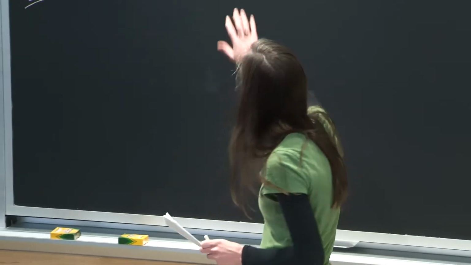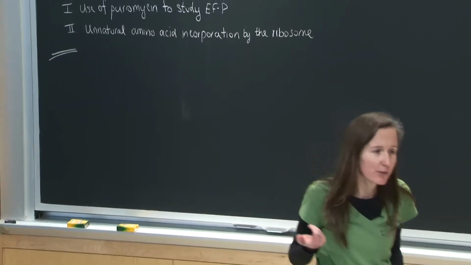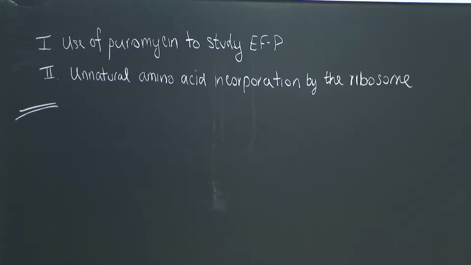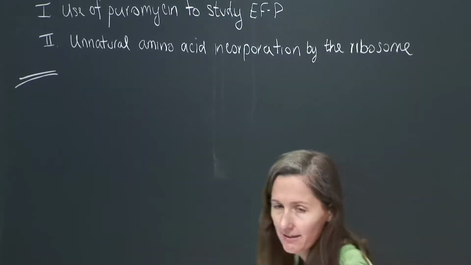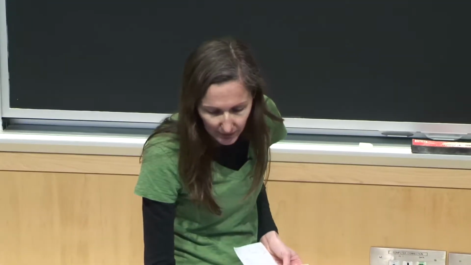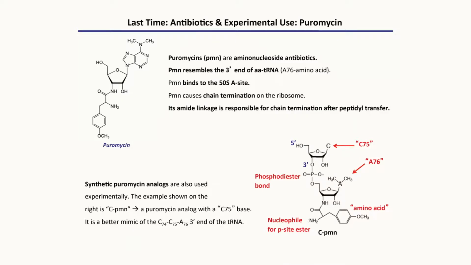So where we left off last time, we were talking about using antibiotics as tools to study the ribosome. Recall that antibiotics have many different structures and can bind to the ribosome at different places. We closed with talking about this antibiotic puromycin that can bind to the A site and cause chain termination, and also molecules that are derivatives of puromycin, such as that more elaborate one with a C75 there.